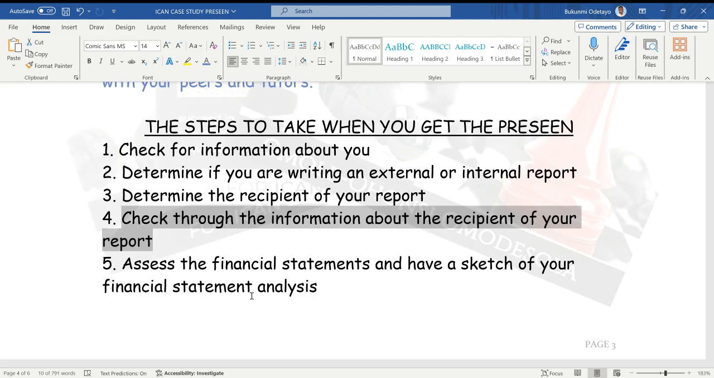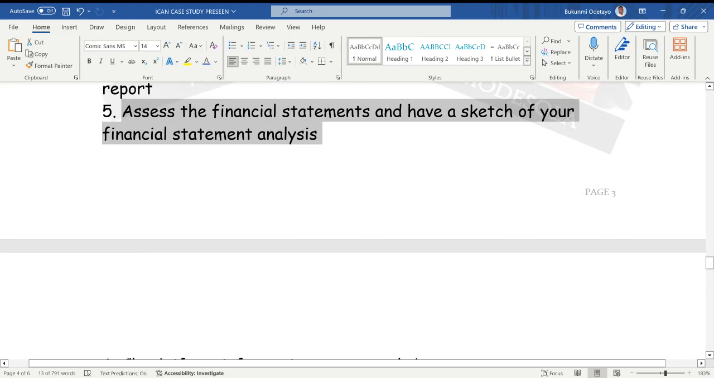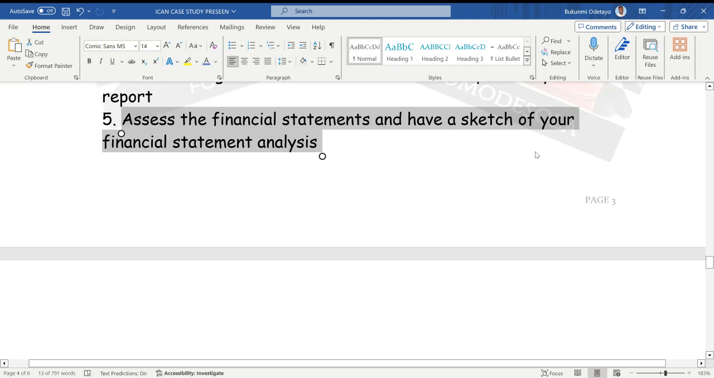Another thing you should do is to assess the financial statement and have a sketch of your financial statement. I'm emphasizing that sketch. Please don't go and do the full calculations. So have a sketch of your financial statement analysis and possibly your financial data analysis if they give you a glimpse of it. But if they don't give it, that's not the problem. Just watch my video on financial data analysis. You are good to go. And you can also check the complete report I prepared for November 2019 as well. So have a sketch of your financial analysis.